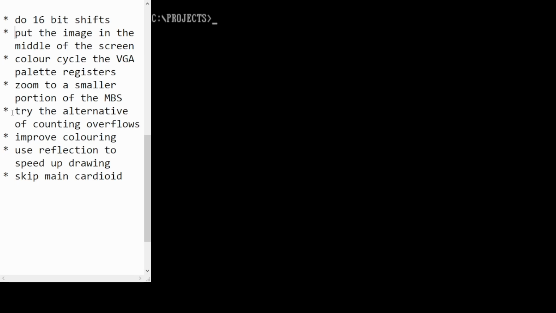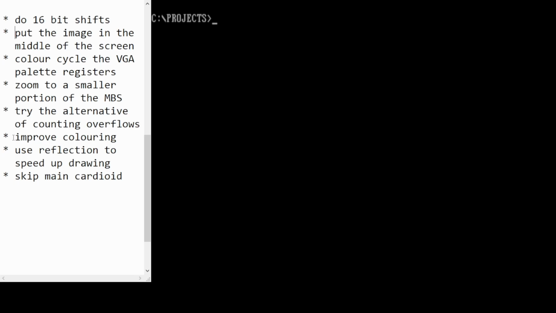Now, the other thing you could do is try the alternative of counting overflows to deal with the overflow problem that I talked about in the middle of the video. And this may or may not work. I haven't thought this through, but it shouldn't be too hard to implement. And then you might be able to do away with working with shifted values. It's quite a little bit of work, and maybe that's something for someone who's fairly good at arithmetic and basic mathematics.